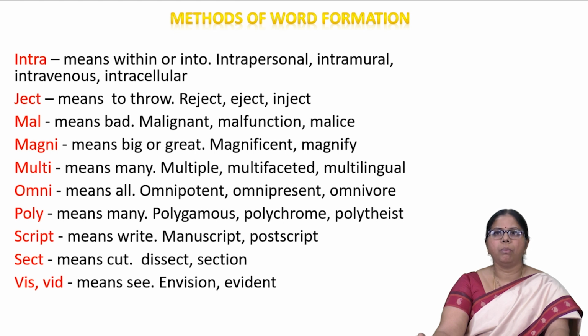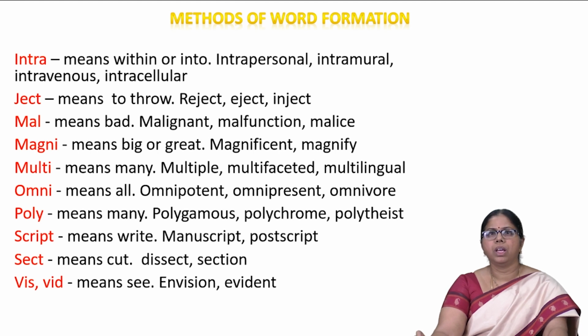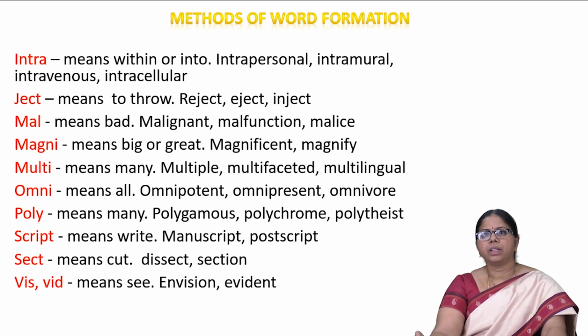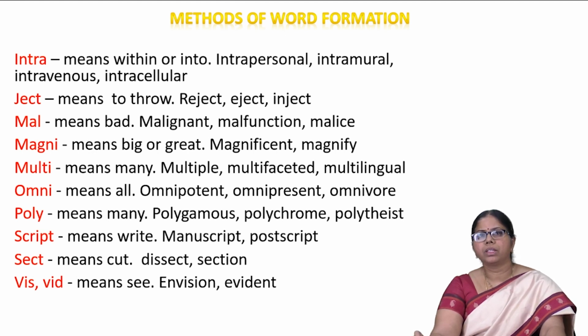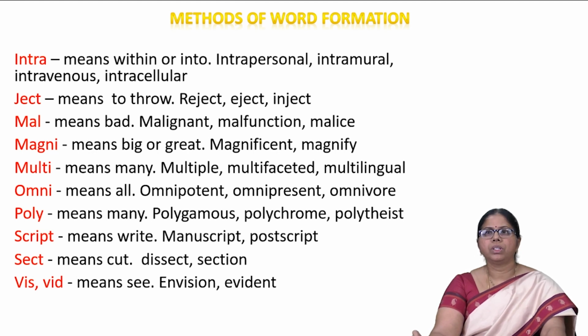Omni means all: omnipotent, omnipresent, omnivorous. And poly means many: polygamous, polychrome, polytheist. If you know that poly means many, you can guess the meaning of other words. Script means write: manuscript, postscript. And sect means cut: dissection, section. Next, vis means seeing or visual: envision, evident.